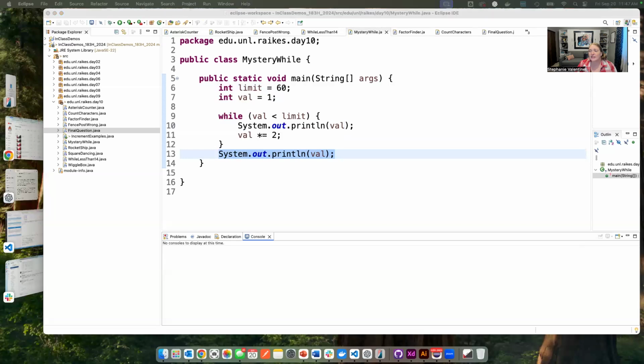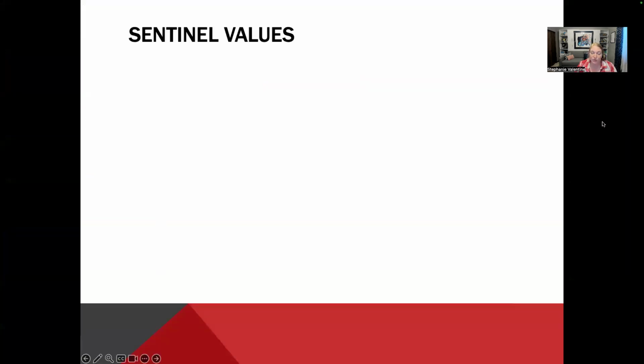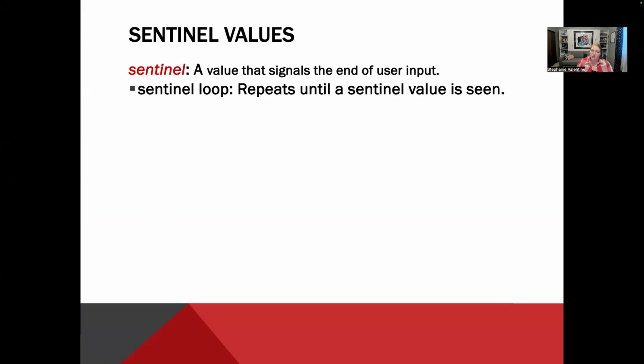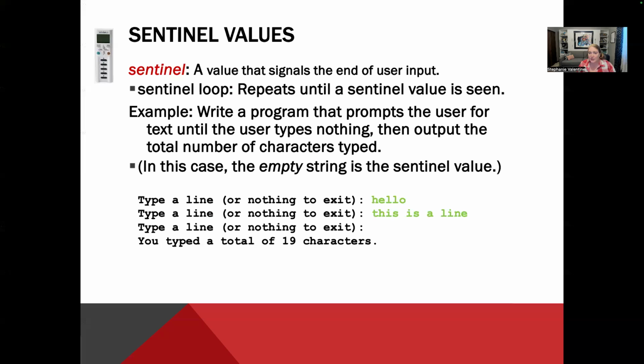Okay, let's talk about another helpful kind of while loop, something that you're going to see frequently. When you're getting user input, often you need to use something called a sentinel value. A sentinel is some sort of value that signals that the user is done entering their input. They don't want to enter any more. And a sentinel loop operates on that sentinel value. It's going to keep looping until that sentinel value is what we expect it to be.